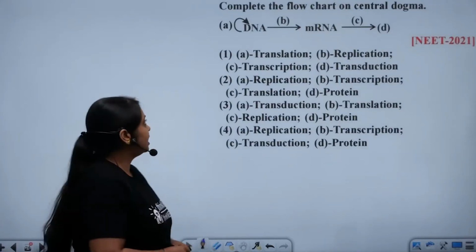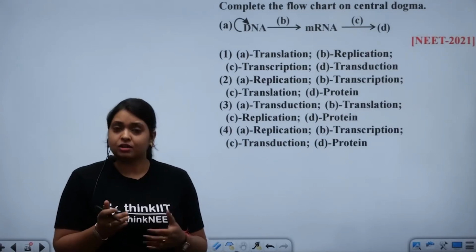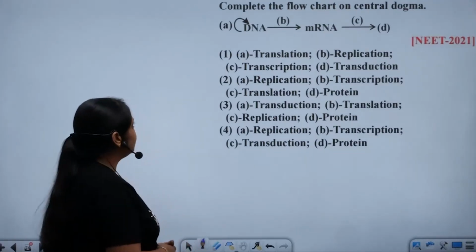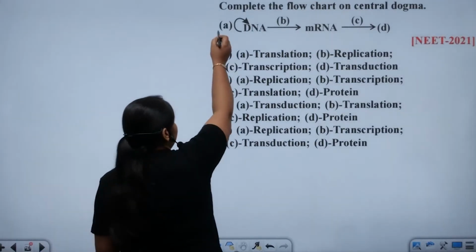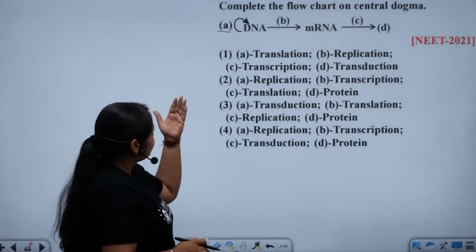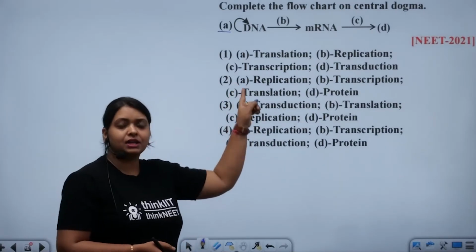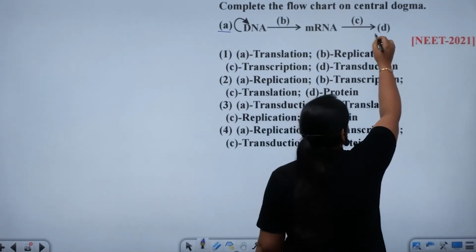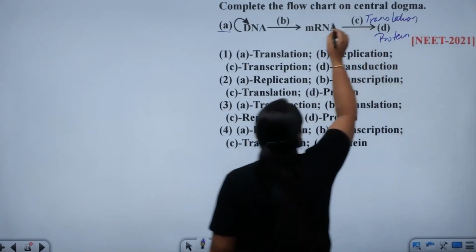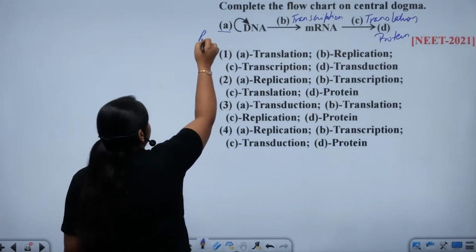Now over to the next question, and that is complete the flowchart on central dogma. In central dogma, in a particular cell, both the nucleus as well as the cytoplasm are involved in the complete procedure. So here the flowchart is from DNA to DNA. The process from DNA to DNA formation is called replication. And formation of mRNA from DNA is called transcription. We know that mRNA is translated into protein, and that process is called translation. So this will be protein, this will be translation, and this is transcription, and this is replication.